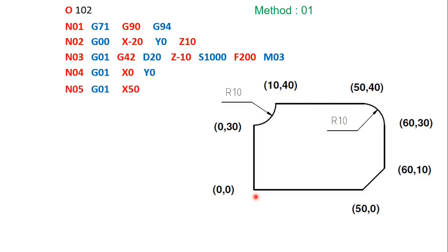So first thing, I have to move G01. What is G01? It is linear interpolation. I have to move straight. So y is not changing, y is 0 only, x is 50. So I have to go on milling in a continuous straight line from 0 to 50. That is done by this command.